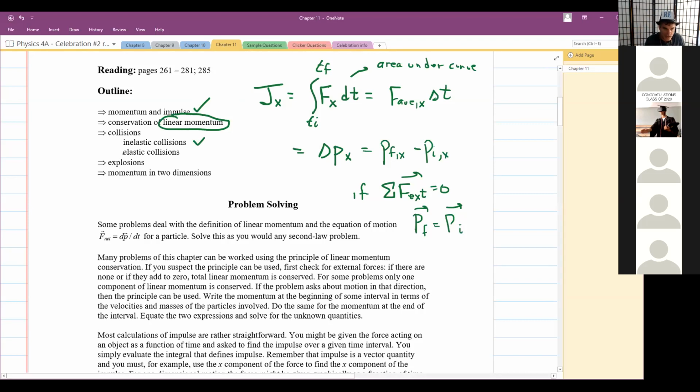I am not going to deal in this celebration with perfectly elastic collisions. There are a couple problems in the homework. Anything dealing with an elastic collision, I'm not covering that mathematically. It's just a couple equations in the book that you could look up.